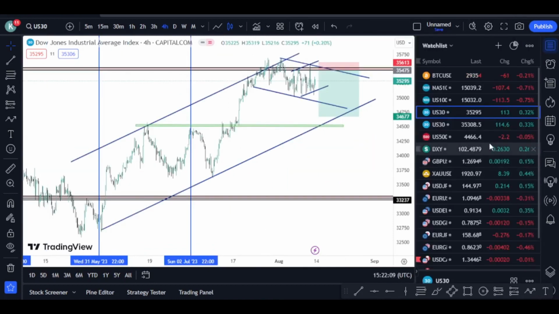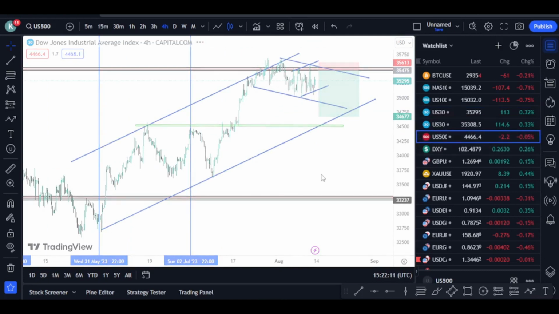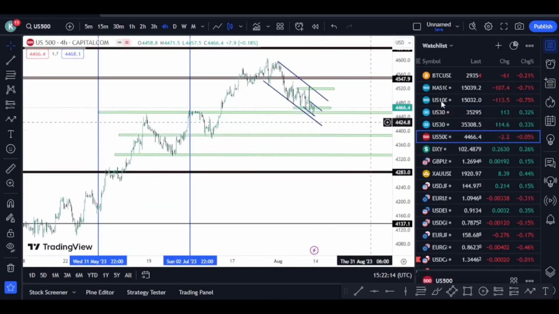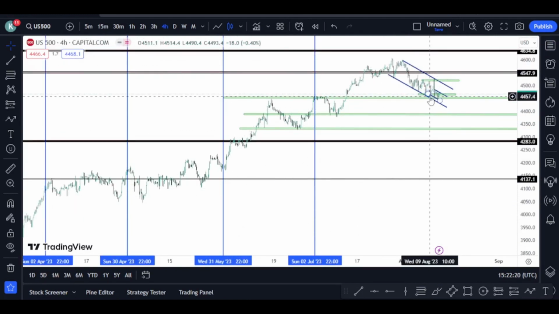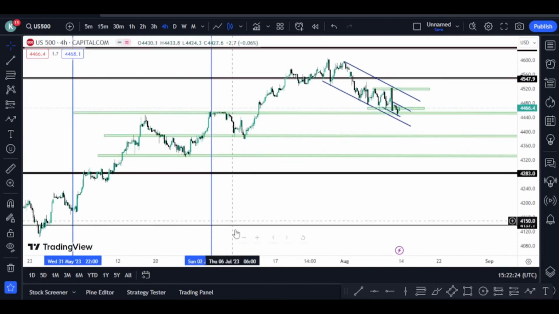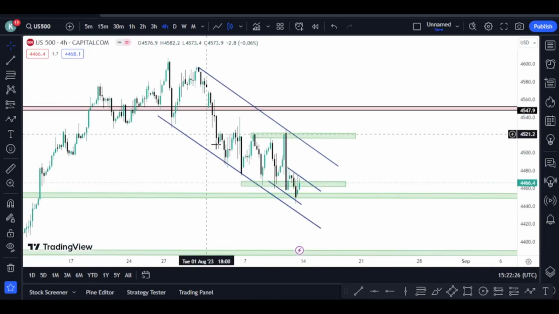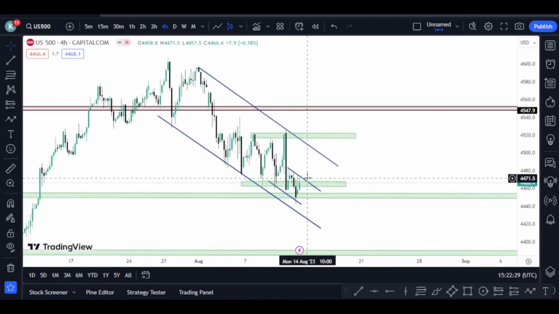Let me jump down to US 500. For US 500, this is what we got, right? Overall, we're trying to see if price can come and react out of this major zone. Can you see this is a major zone? Right there is a major zone, right, with the trend line right there. If price possibly breaks out of here, we're gonna push it up there or up here, right?